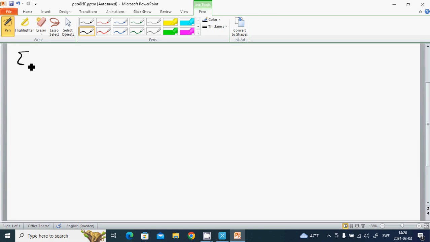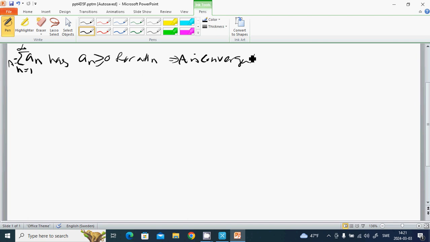If a series sum of An from n equals 1 to infinity has An positive for all n, then this series is convergent if and only if the partial sums Sn go to a value t.